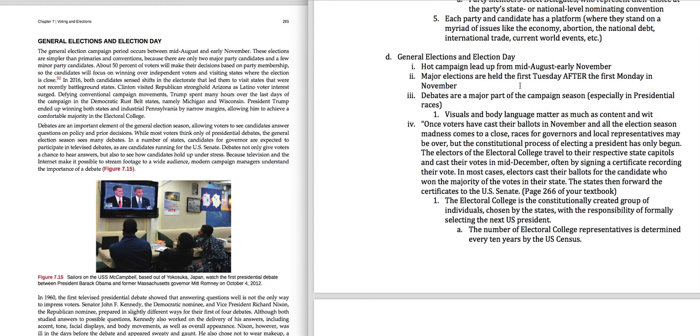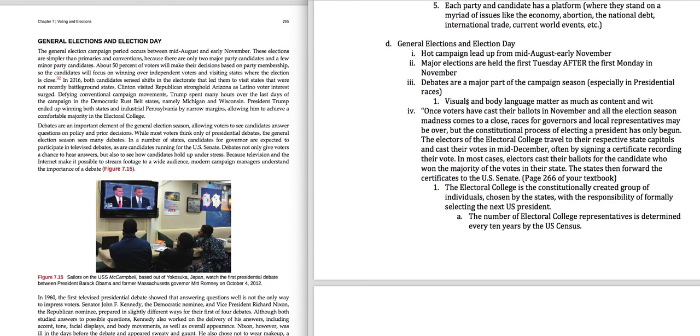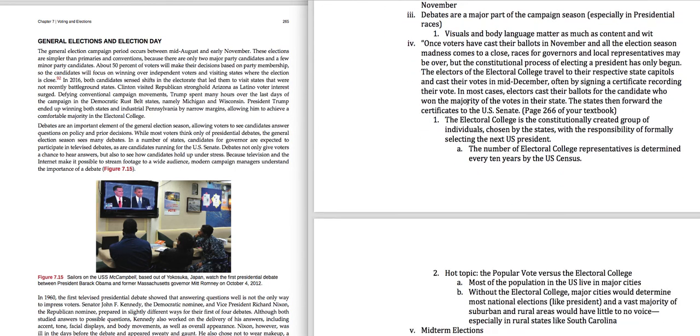Major elections are held the first Tuesday, not of the month, not of November, the first Tuesday after the first Monday. So if Tuesday was the 1st, the election will be on the 8th. You have to have a Monday pass, and then it's the first Tuesday after the first Monday in November. Major elections. Debates are a major part of the campaign season, especially the presidential races. Can't wait. I'm such a dork. I'm going to watch the debate tonight.